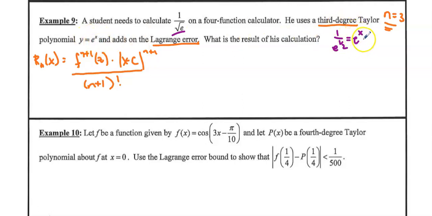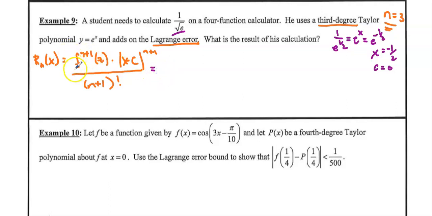So we can easily do that by rewriting this as e to the negative 1/2. So that lets us know that x is actually going to be equal to negative 1/2, right? And so our c value, our center for this, is actually going to be equal to 0, right? So there's no changing in our function for that.